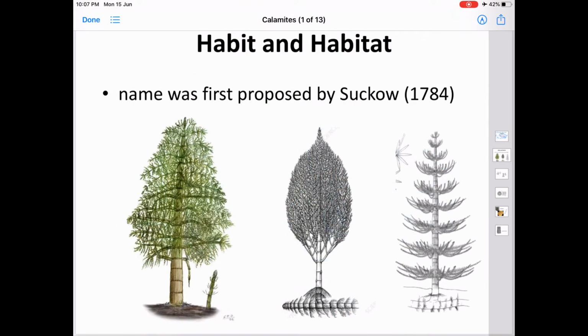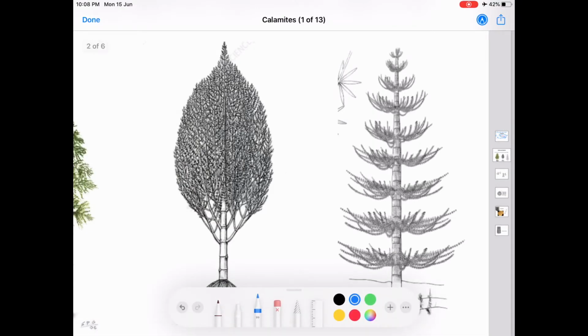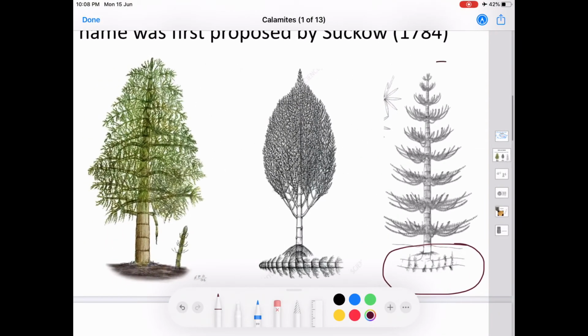In this picture, you can see the plant Calamites, but do not get confused that this is the original plant. These are only diagrammatic representations. The plant body of Calamites is divided into two parts: the underground rhizome, and an aerial shoot. Thus, the plant body is differentiated into the underground rhizome and aerial shoot.